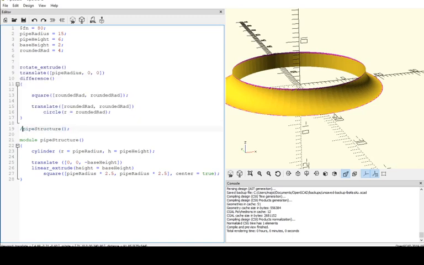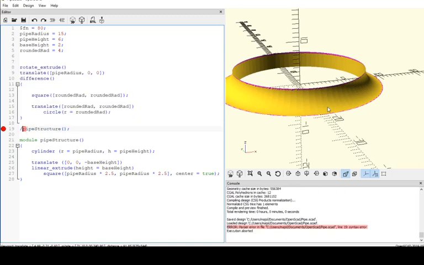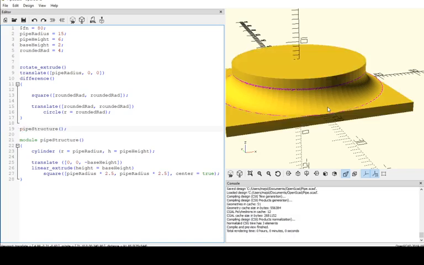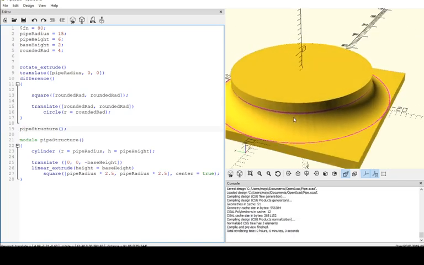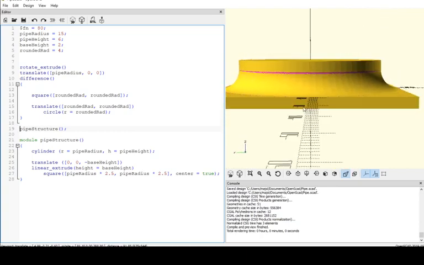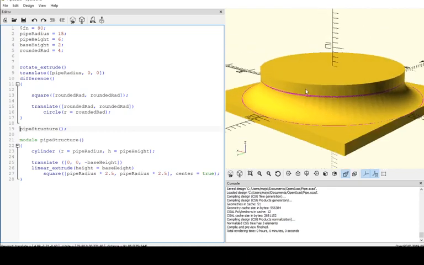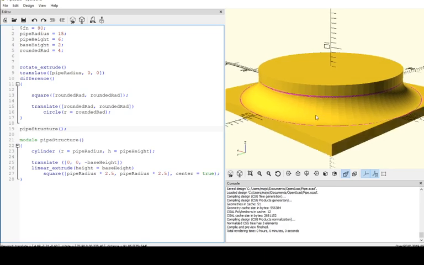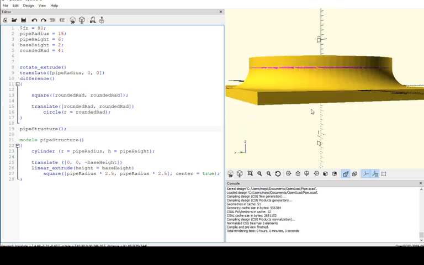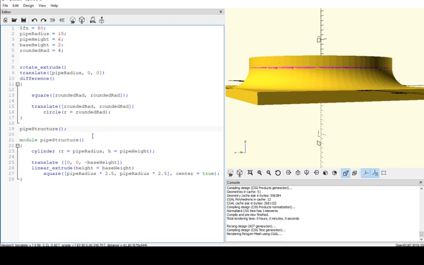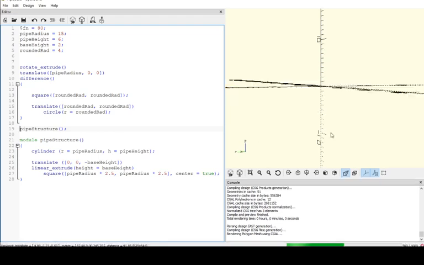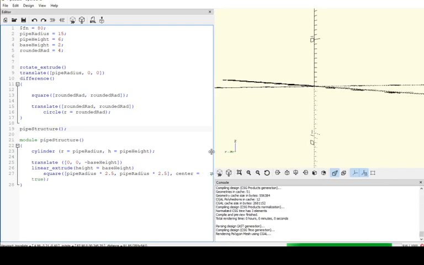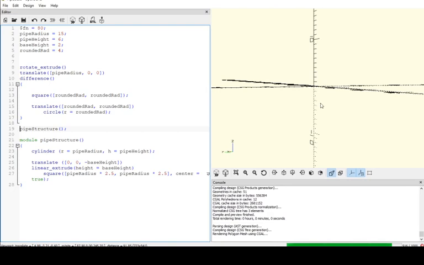Let's uncomment the pipe structure. There we go. Uncommenting our pipe structure, we can see how this fits in. So our pipe structure now comes down and it connects very nicely with the rest. And I suppose if you want it finished off nicely, you could press F6 and wait for it to render properly, and it should give you a fairly even structure.